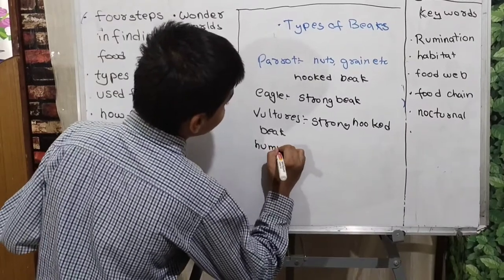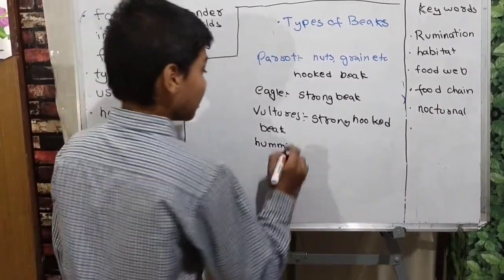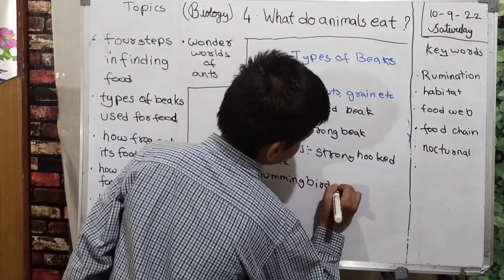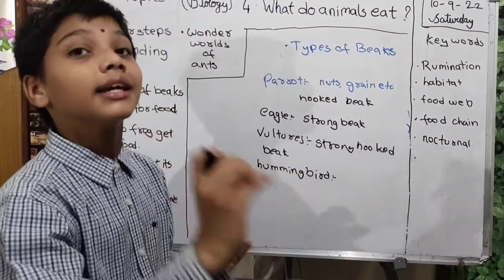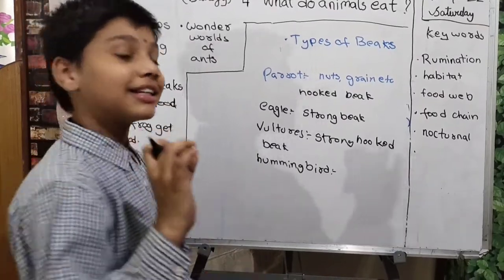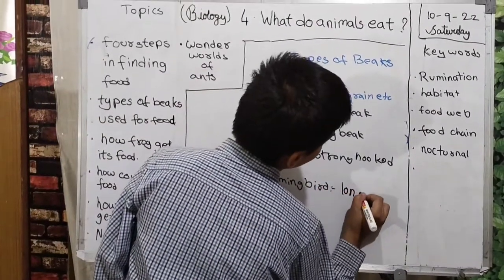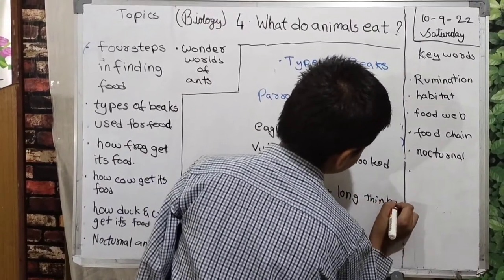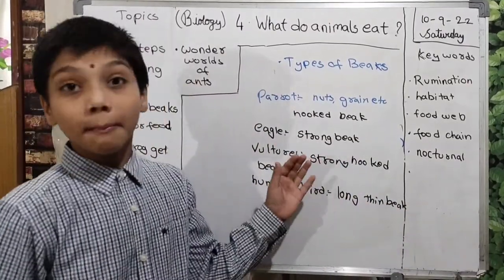So, we know that hummingbird will suck the nectar. So, it should have a long and thin beak. It should have a long, straw-like, thin beak. So, a long, thin beak.